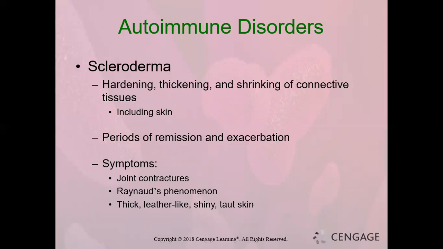Scleroderma is a hardening, thickening, and shrinking of the connective tissues. I've only seen this once in my career, but this is mostly the skin. Again, with these autoimmune disorders, most of them have periods of remission and exacerbation. Their joints are going to get contractures. They're going to get Raynaud's phenomenon, which is when the tips of your fingers will get white and cold. They'll have thick, leather-like, shiny, taut skin.